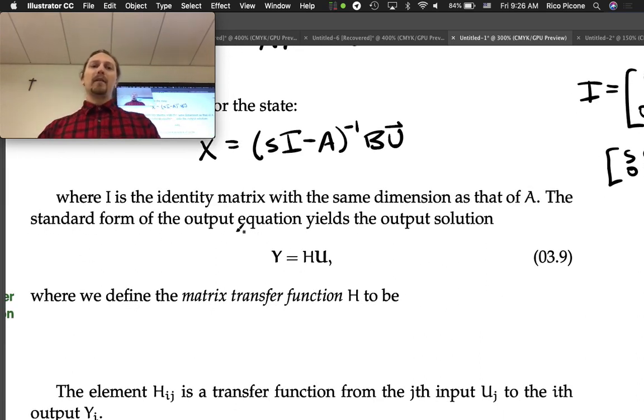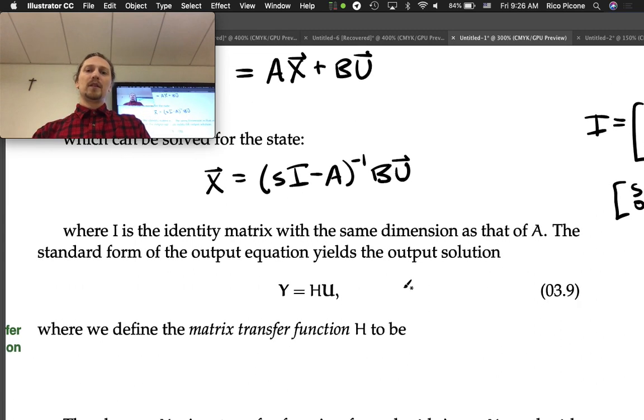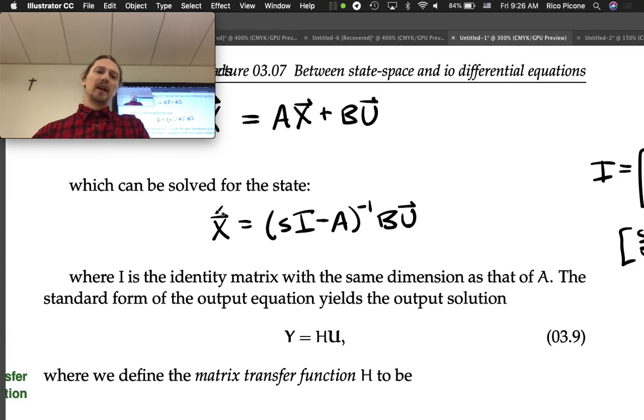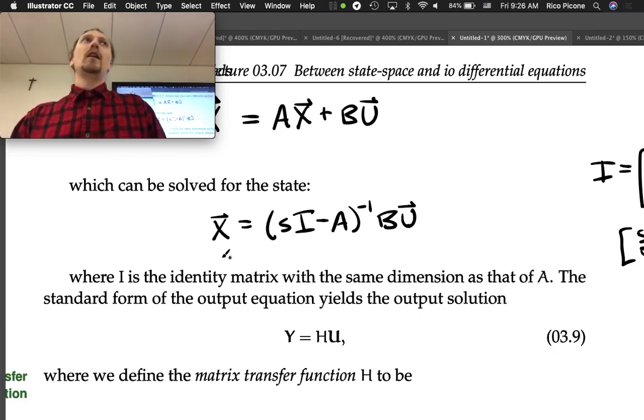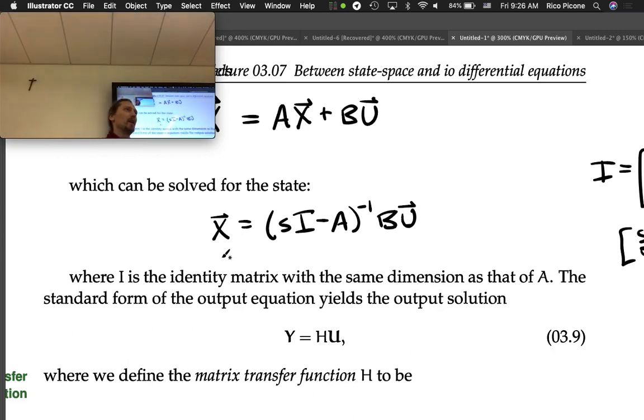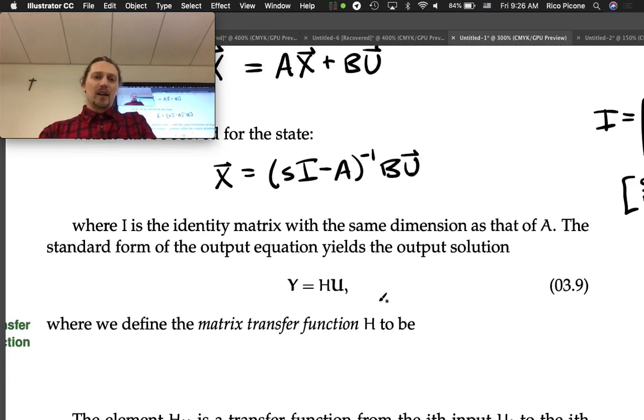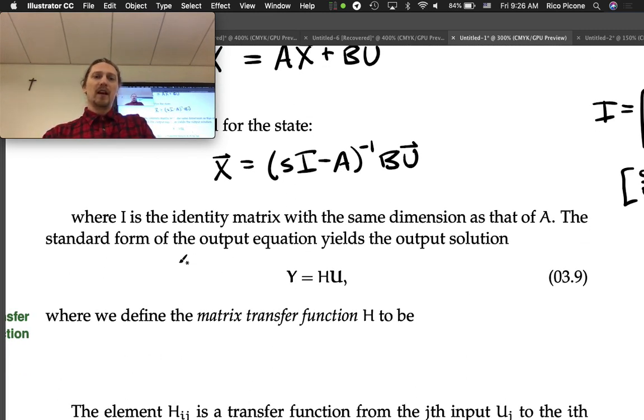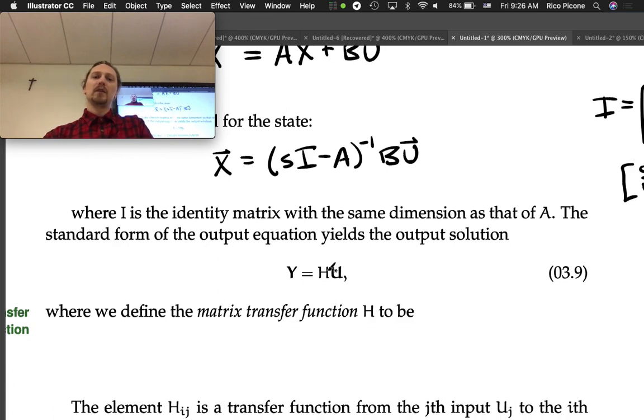The standard form of the output equation yields the output solution. Before we move on, I guess we should mention, we just solved for x. We just solved for the state. So we actually solved our state equation in the Laplace domain. We don't have the solution in the time domain, so we'd have to take the inverse Laplace transform of the right-hand side to do that, which is possible. It's just not always easy to do. Okay, so the standard form of the output equation yields the output solution.